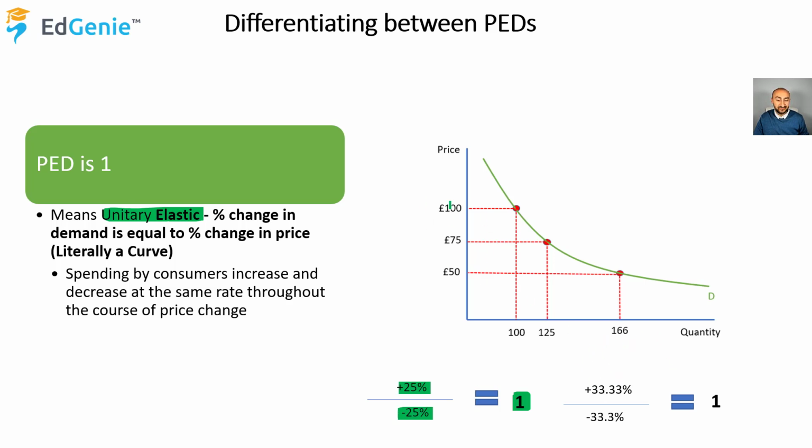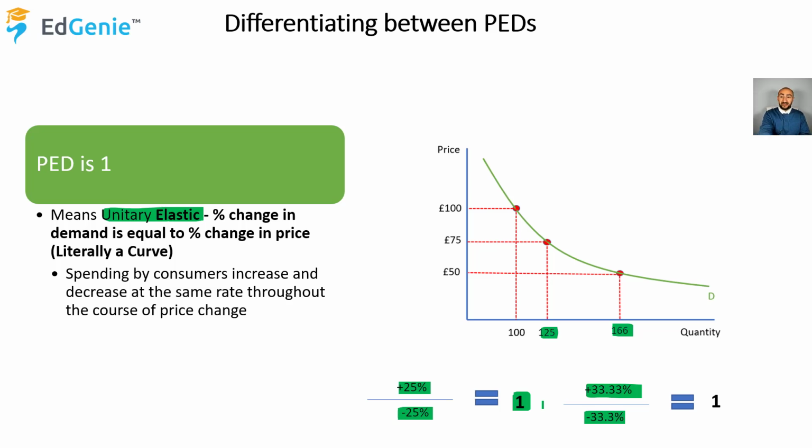£100 becomes £75, then everything will go up by 25%. Demand will go up by 25%. If again price goes down by £25 from £75, that's a reduction of 33.3%, and there will be an increase of 33.33%. So there's a direct perfect correlation between the two.